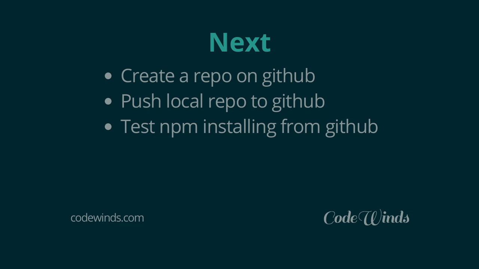In our next CodeWinds tutorial, we will walk through the process of creating a new repo on GitHub. We will push our local repo up to GitHub so that the code is available to others, and we will test our code in a new project by installing with npm directly from GitHub.